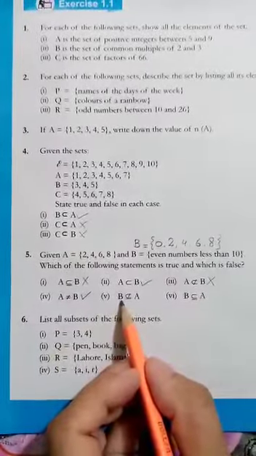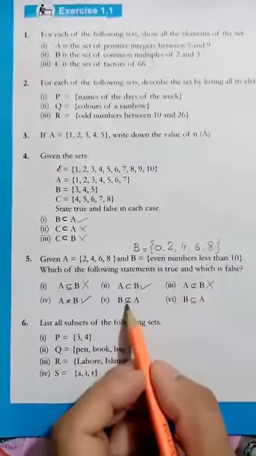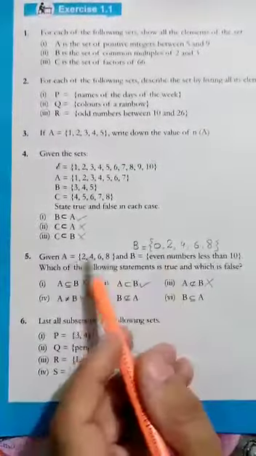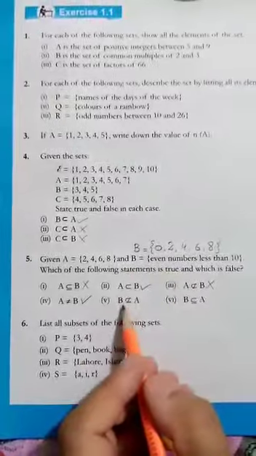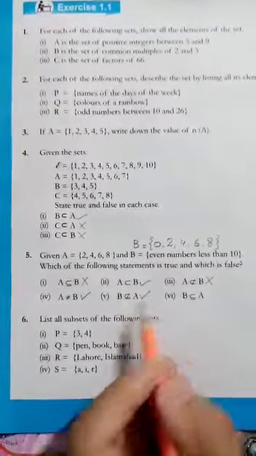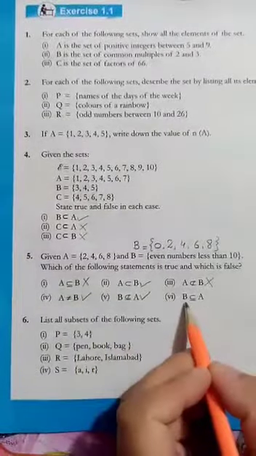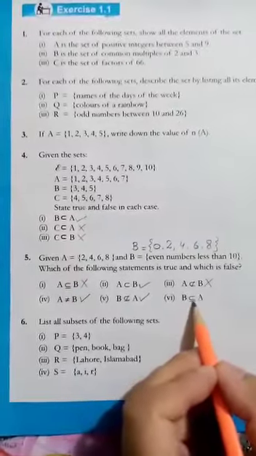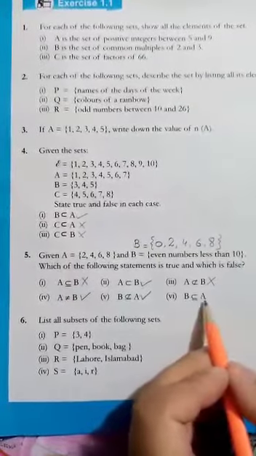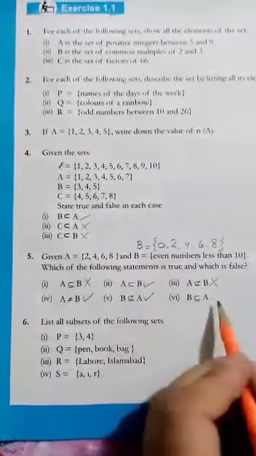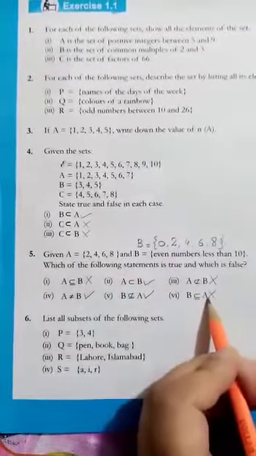The next one is B is not an improper subset of A. Yes, it is true because B and A are not equal. So that's why B is not an improper subset of A. So this statement is also true. The next statement is that B is an improper subset of A. B can be an improper subset of A when B and A are equal, but you know very well that B and A are not equal. So that's why this statement will be false.